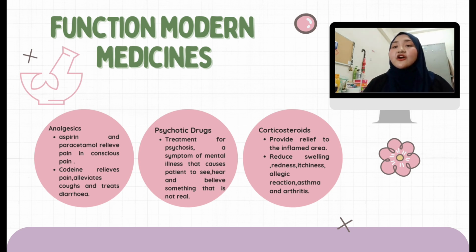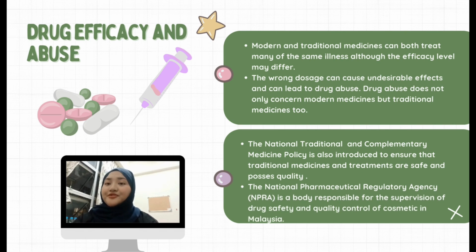And finally, corticosteroid gives relief to the inflamed area and can reduce swelling, redness, itching, allergic reaction, asthma, and arthritis. Here are the drug efficacy and abuse. Modern and traditional medicine can both treat many of the same illnesses, although the efficacy level may differ. The wrong dosage can cause undesirable effects and can lead to drug abuse. Drug abuse does not only concern modern medicine, but traditional medicine too.